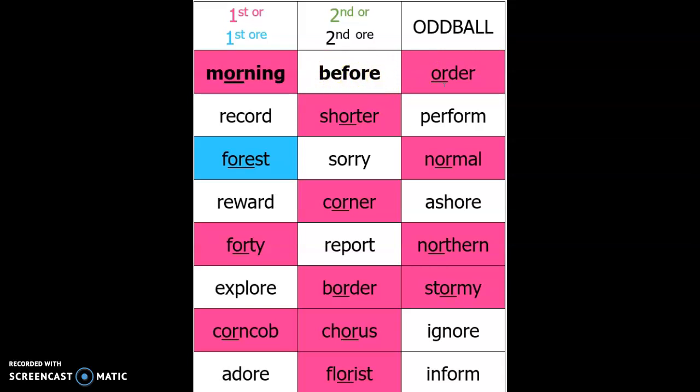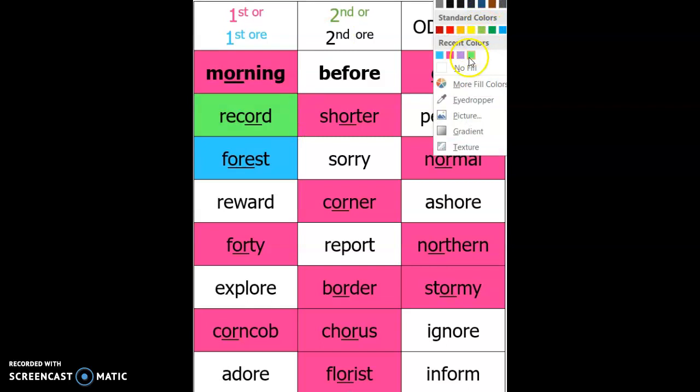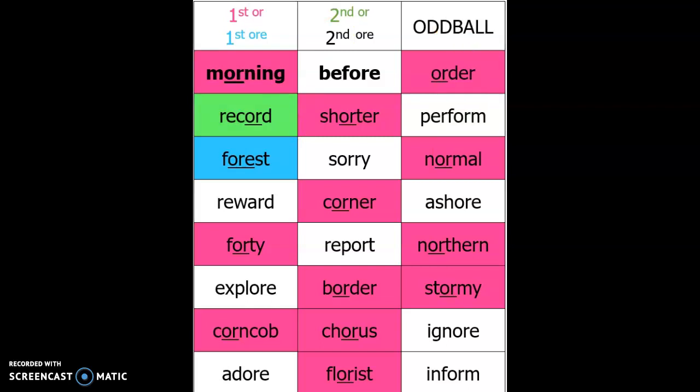So the first word that I'm going to find in this pattern, an OR spelling, is the word record. Please record your answer. The OR in the second half is going to be green. Record. The next word we can find is perform. If you perform during a task, you are doing well, hopefully. Perform, or in a play. Perform. That OR, second half.